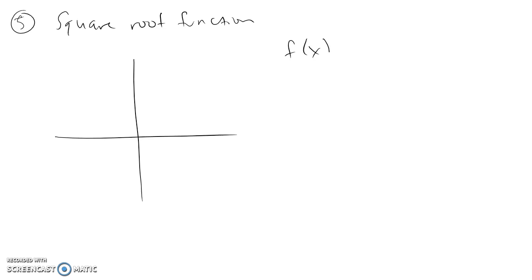Its equation is f of x equals the square root of x. So when we input something, what comes out is the square root of that number. The square root of 0 is 0. The square root of 1 is 1. And we're going to skip any numbers that aren't perfect squares to make graphing easier. If I move to 4, the square root of 4 is 2.